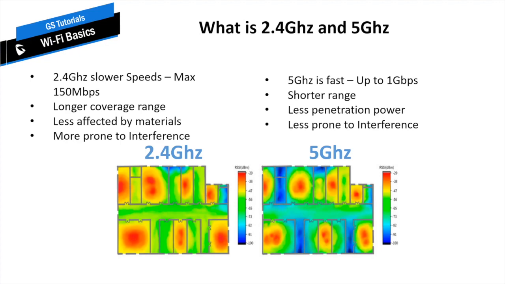Now when it comes to 5G, we can see speeds up to 1 gigabit. The only problem with 5G is it does have a shorter coverage range and not as much penetration power through material interference. There are also a lot fewer devices, whether in a household or at business locations, that use the 5 gigahertz range, unlike the 2.4. So if you're ever setting up a Wi-Fi network for a customer that wants speeds as fast as possible, you may want to have a greater overlap when it comes to the 5G network.